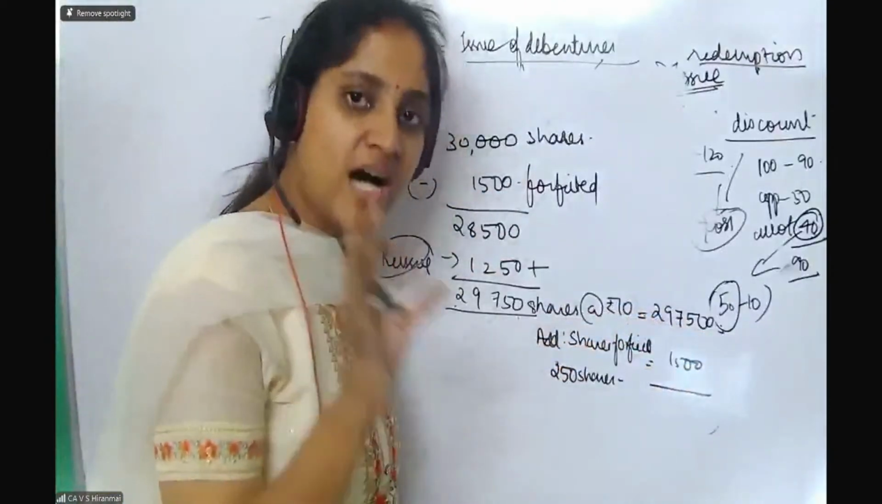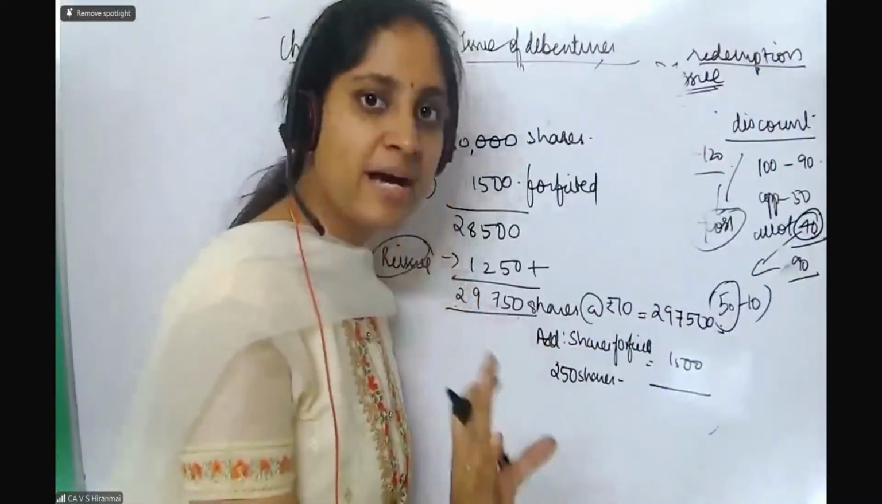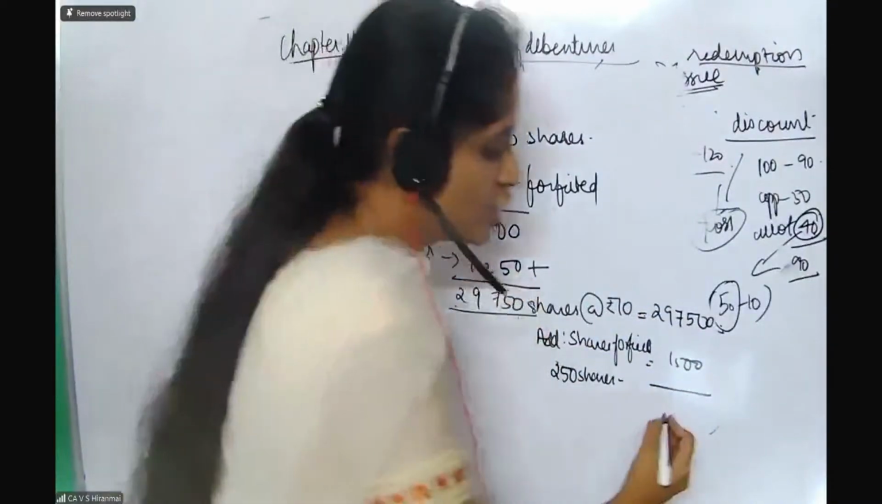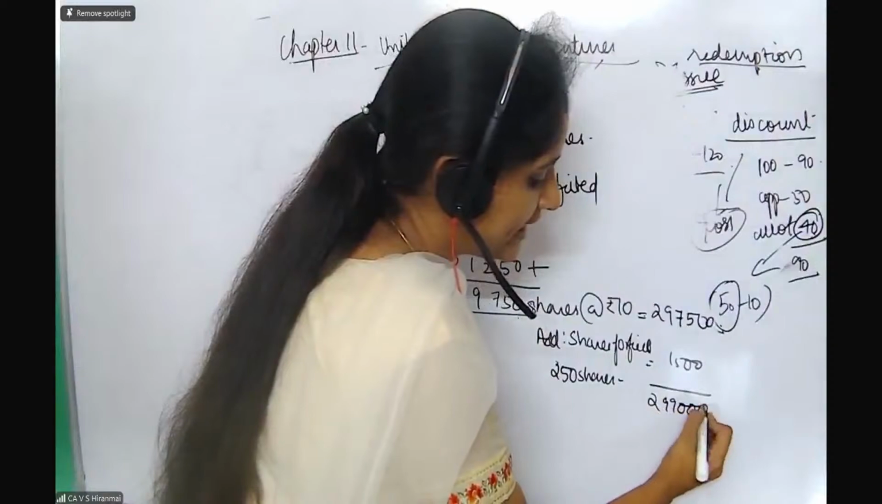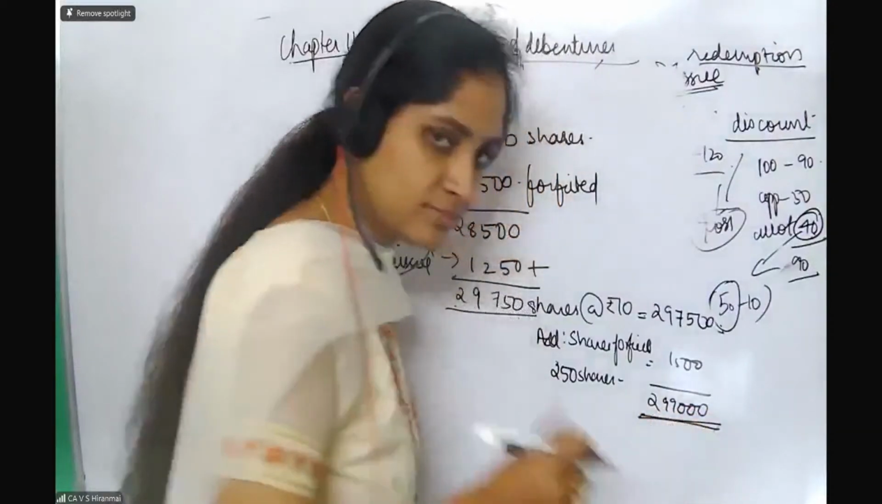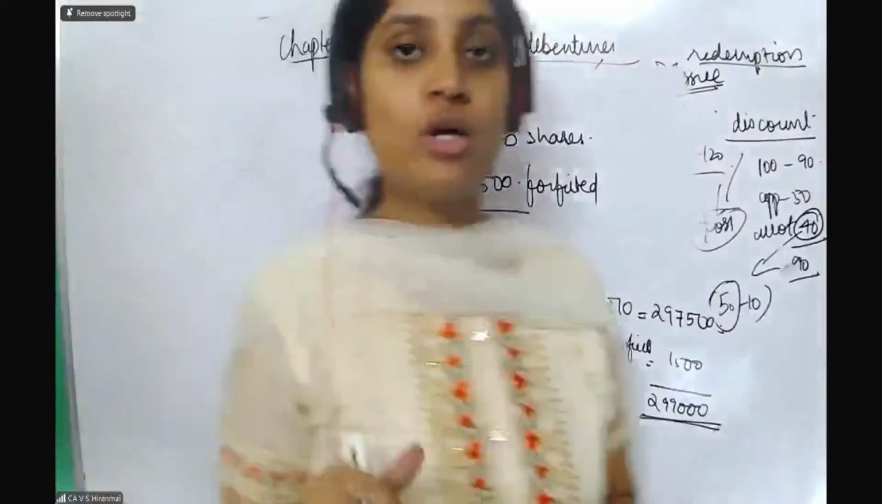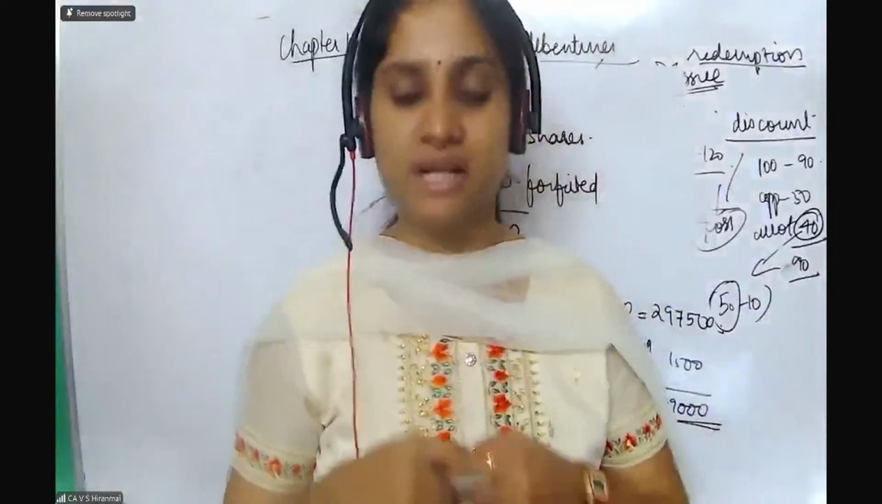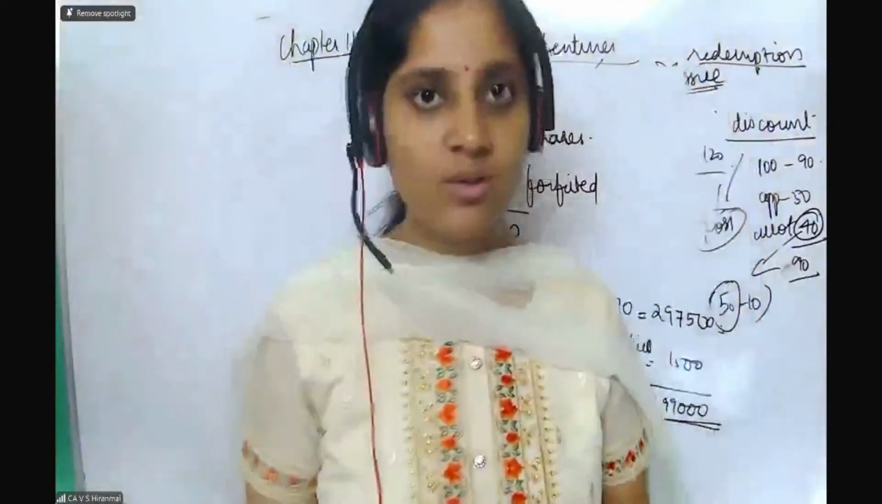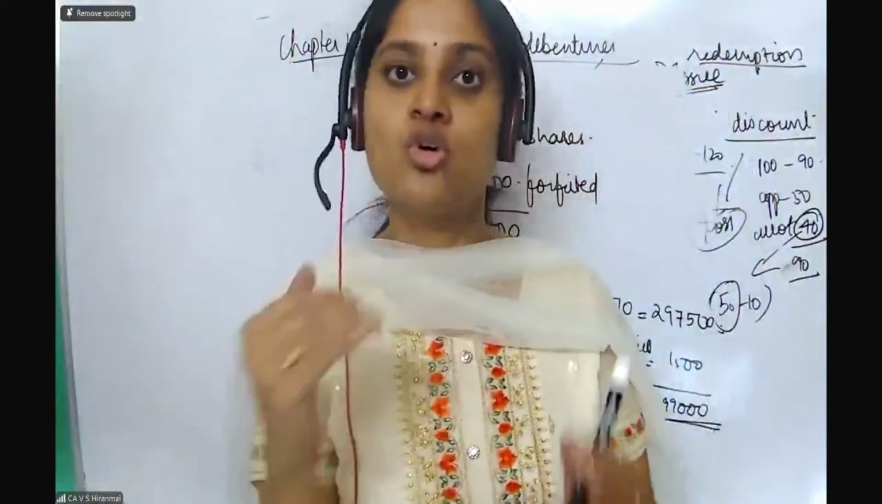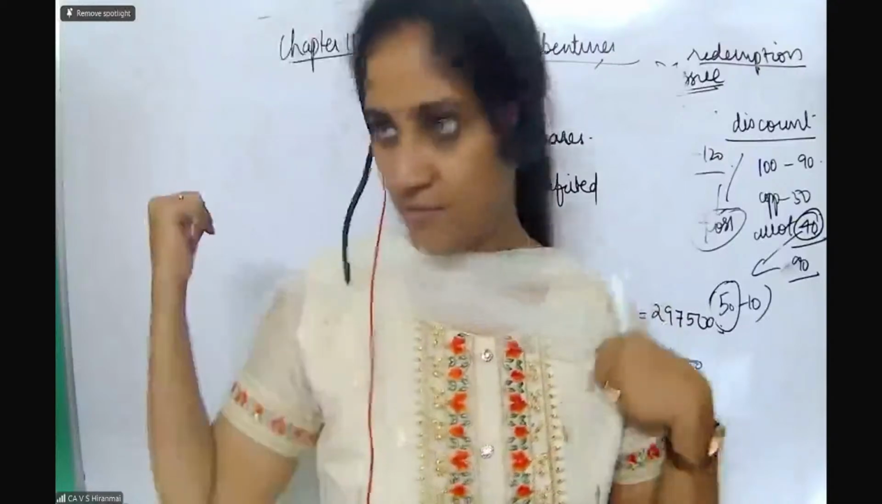Shares forfeited is the amount that is there as shares in my balance sheet. I have the amount collected, so it will come to 2,99,000. Clear? Now, when I am talking about the reserves and surplus, we have worked out the entire value, right? I have passed all the entries, no?